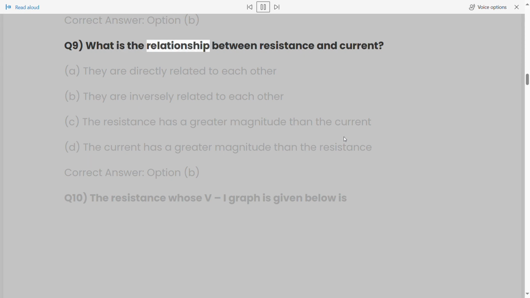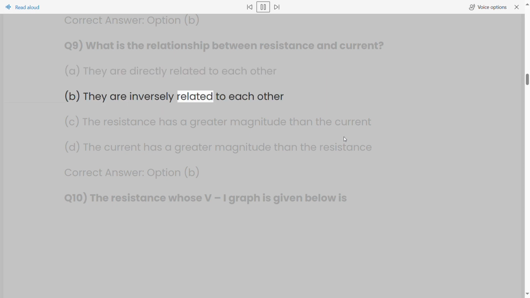Q9. What is the relationship between resistance and current? A. They are directly related to each other. B. They are inversely related to each other. C. The resistance has a greater magnitude than the current. D. The current has a greater magnitude than the resistance. Correct answer option B.